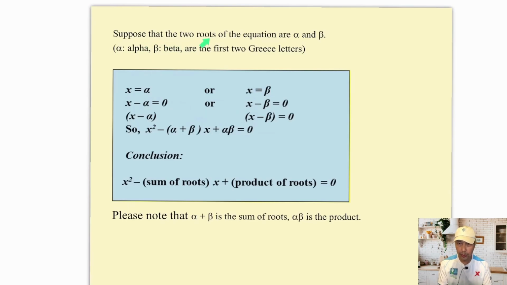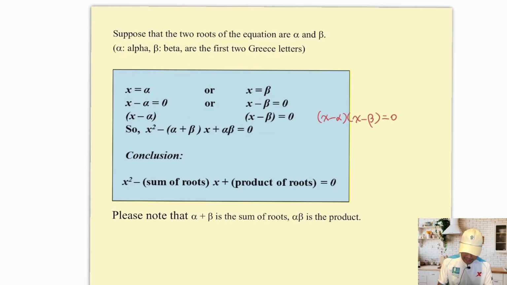Suppose that the two roots of the equation are alpha and beta. Alpha and beta are the first two Greek letters. Okay, s is equal to alpha or s is equal to beta because they are roots, and then move to the left hand side and take the product of them. So s minus alpha times s minus beta is equal to 0.